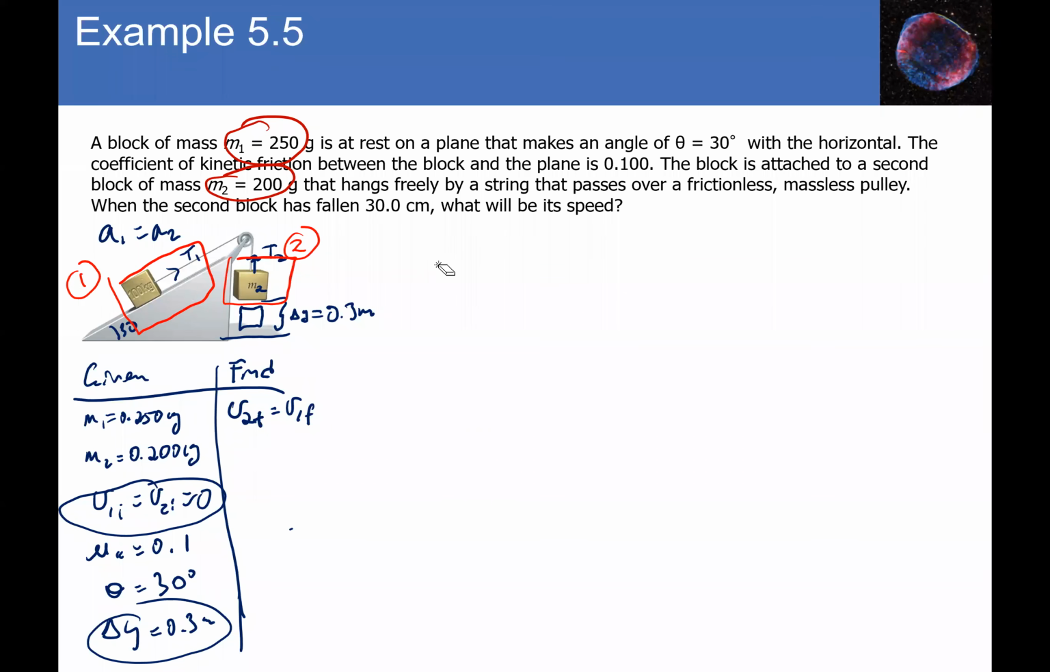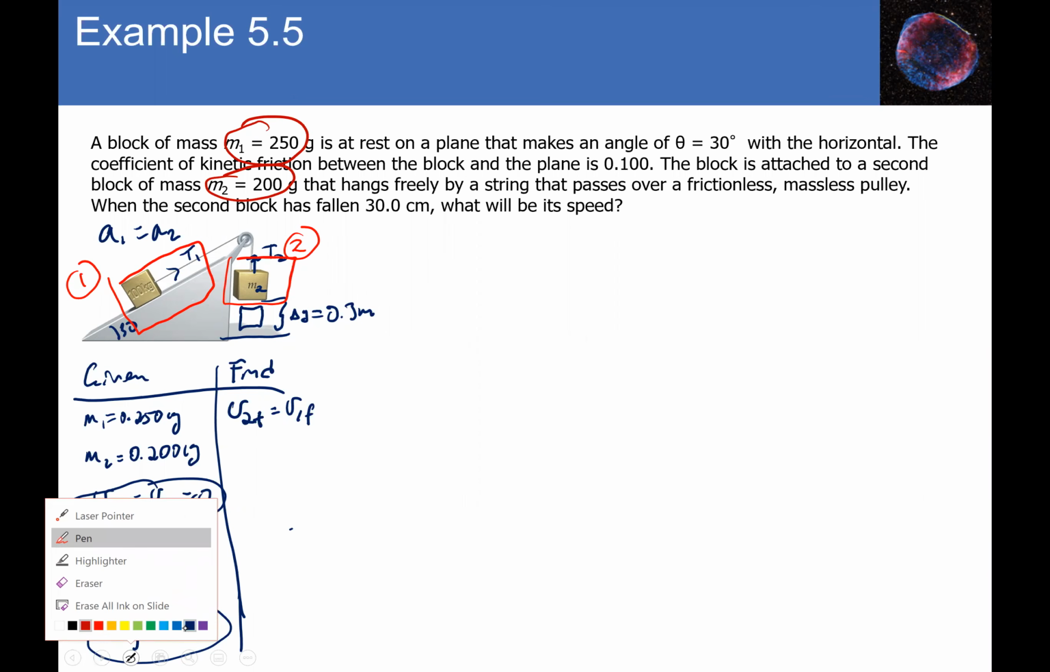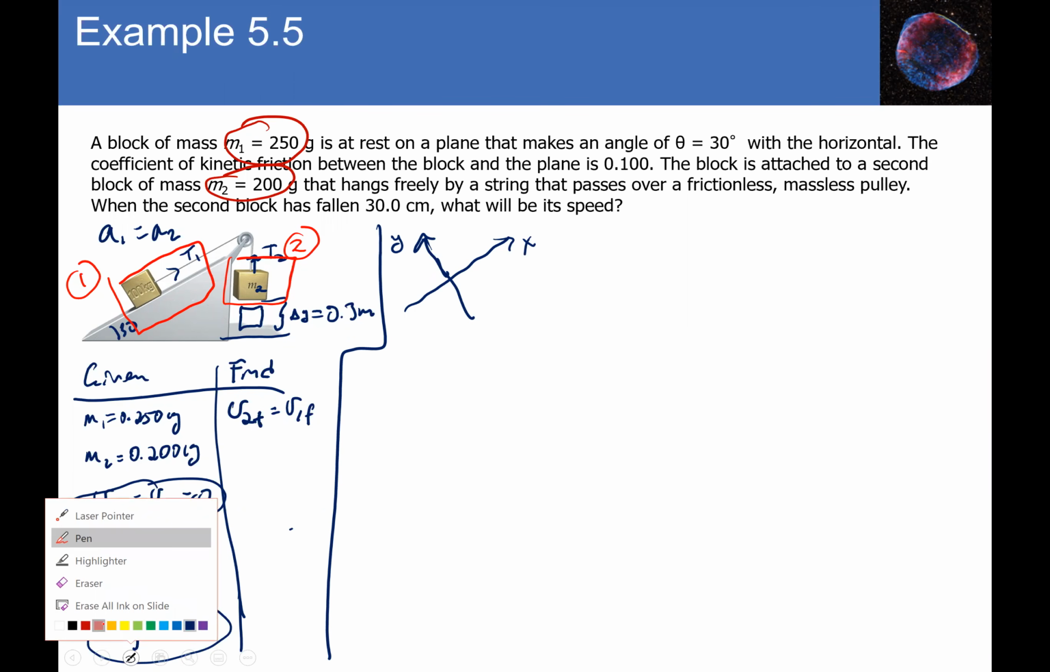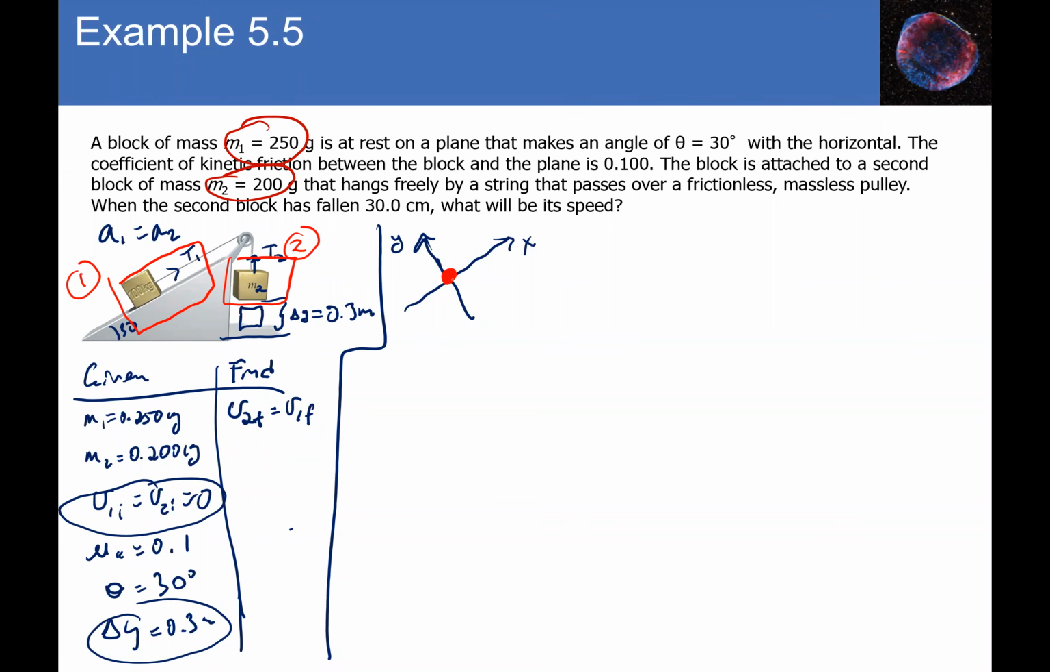Let's look at system 1. So system 1 is an object on an incline. Okay. So I'm going to take my coordinate system like this. This is the y-axis. This is the x-axis, because 1 is going to be accelerating upward, and 2 is going to be speeding up downward. So that means if I take my object 1 to be somewhere in the middle of the incline, it's going to be speeding upward.